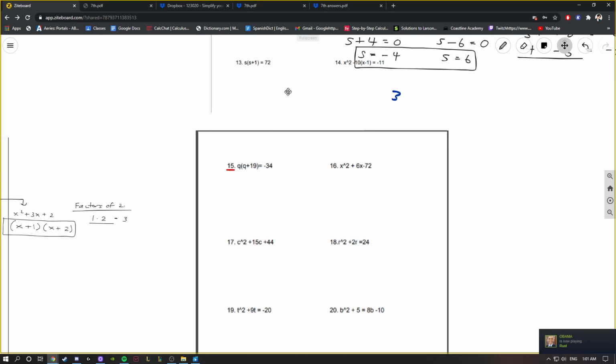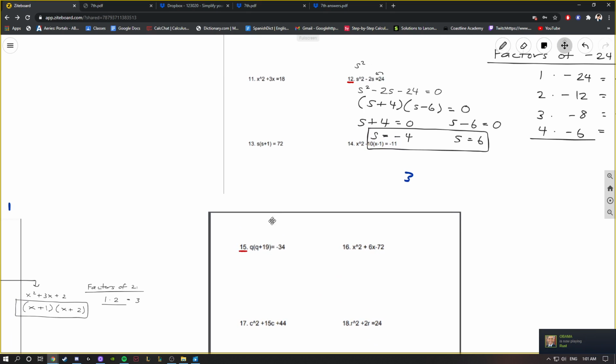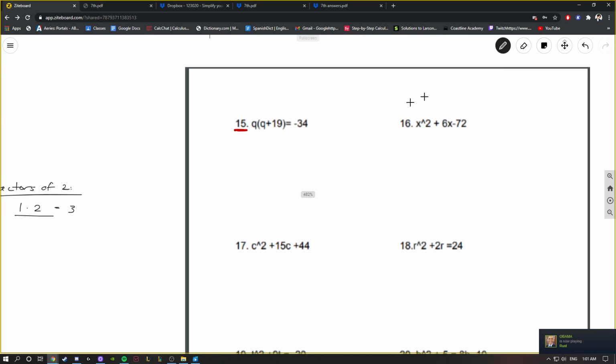Next example, we could do number 15 here. So this is a mix of distribution and factoring. So earlier I said we distribute by multiplying this outside number q by both of these inside numbers, q plus 19. So what we get out of this is q squared plus 19q equals negative 34.